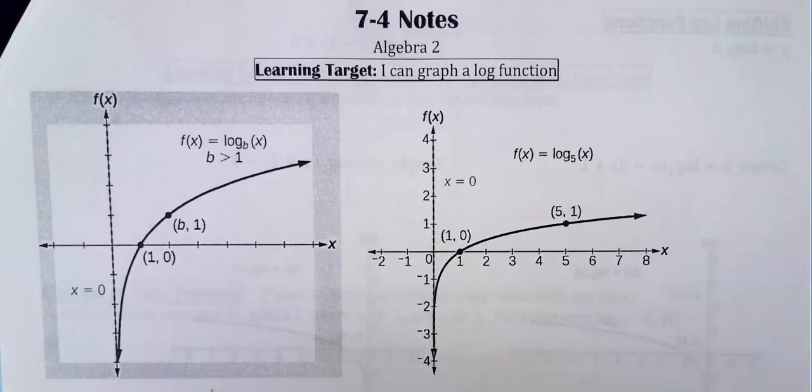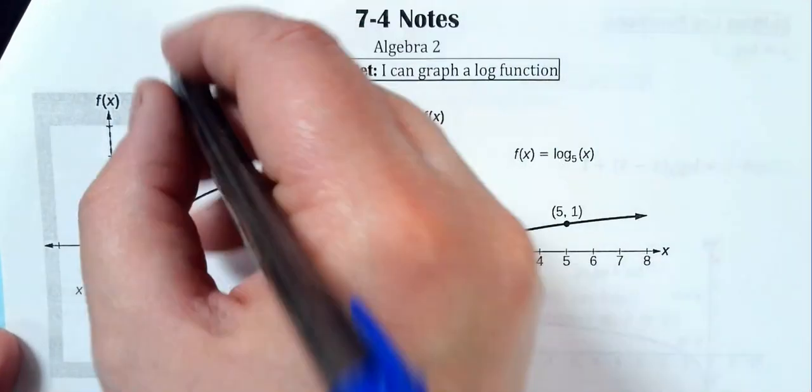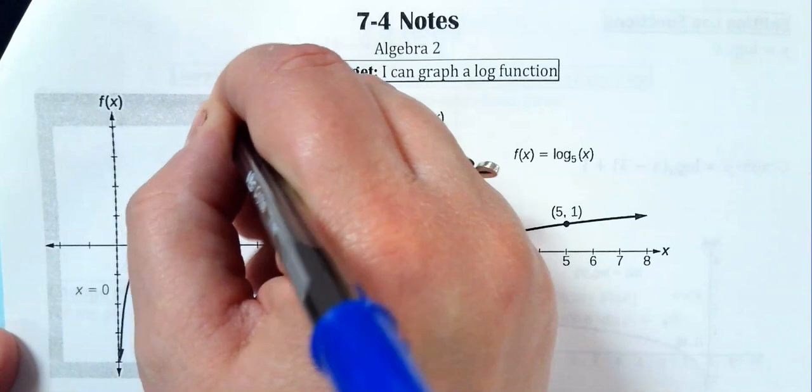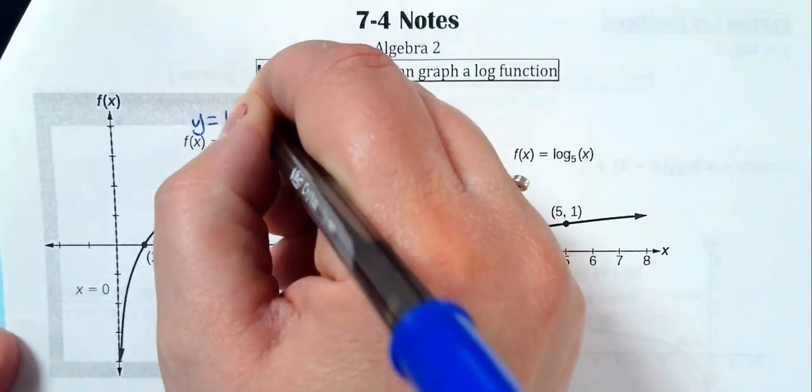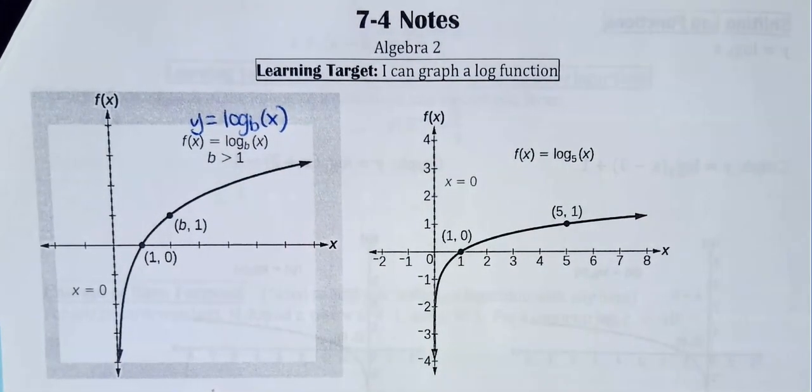And the base put in there. So just if you like it better, this says f of x equals log base b of x. This is the same thing as y equals. It's just that notation from the functions unit. But if you would prefer y equals, it's the same thing.